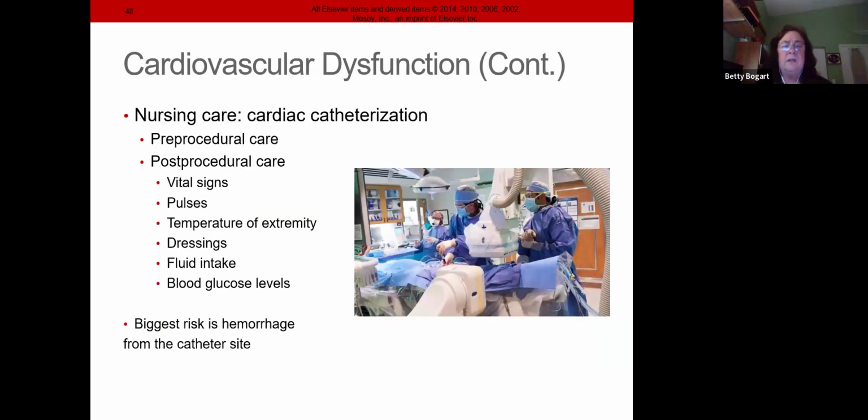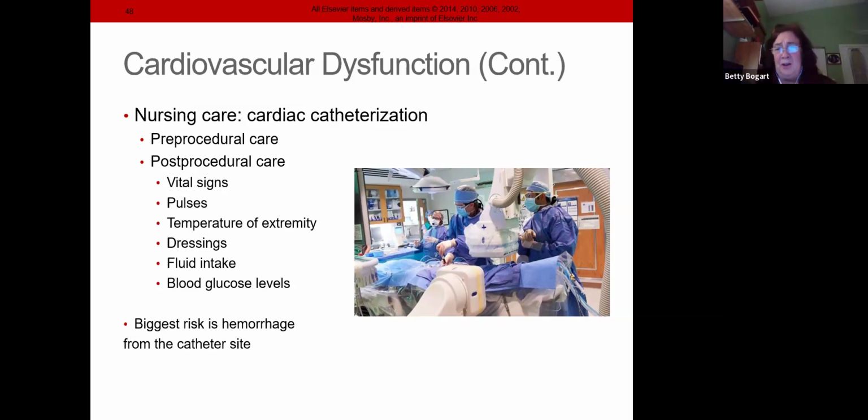Now, as a nurse, you need to know how to take care of these children. Now, pre-procedure, it's usually just holding their feed, and it's usually infants. So we don't keep them NPO long because their blood glucoses go really low really quick. So up to 2 hours before they go to procedure, we'll feed them. They go to the procedure, they come back.